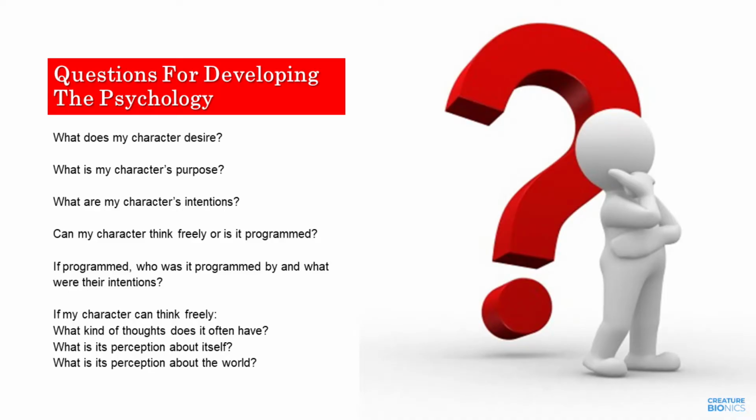So questions you can ask yourself: what are my character's desires? What is my character's purpose? What are my character's intentions? Can my character think freely, or is it programmed? If programmed, who was it programmed by and what were their intentions? If my character can think freely, what kind of thoughts does it often have? What is its perception about itself, and what is its perception about the world?